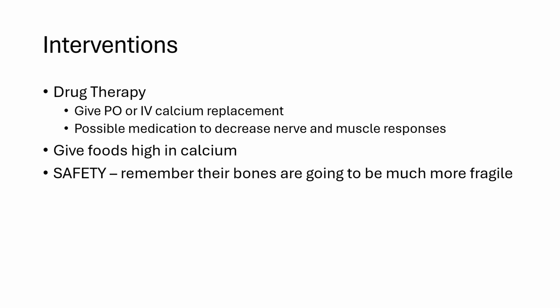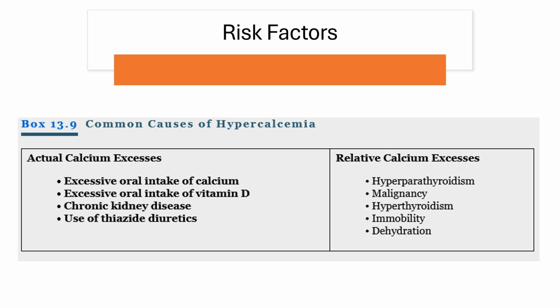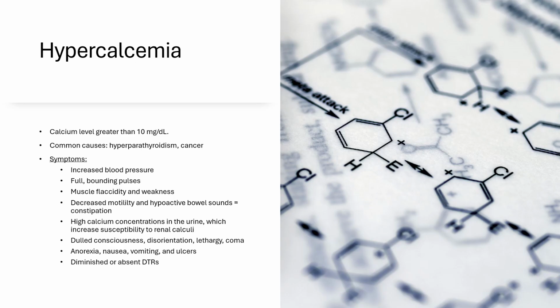Remember, their bones are going to be much more fragile. So our next one is hypercalcemia. So we've got an actual calcium excess and relative calcium excess. So a relative would be things like hyperparathyroidism, because remember with the parathyroid hormone, I always think of that being associated with calcium. Calcium level greater than 10, common causes hyperparathyroidism, cancer.